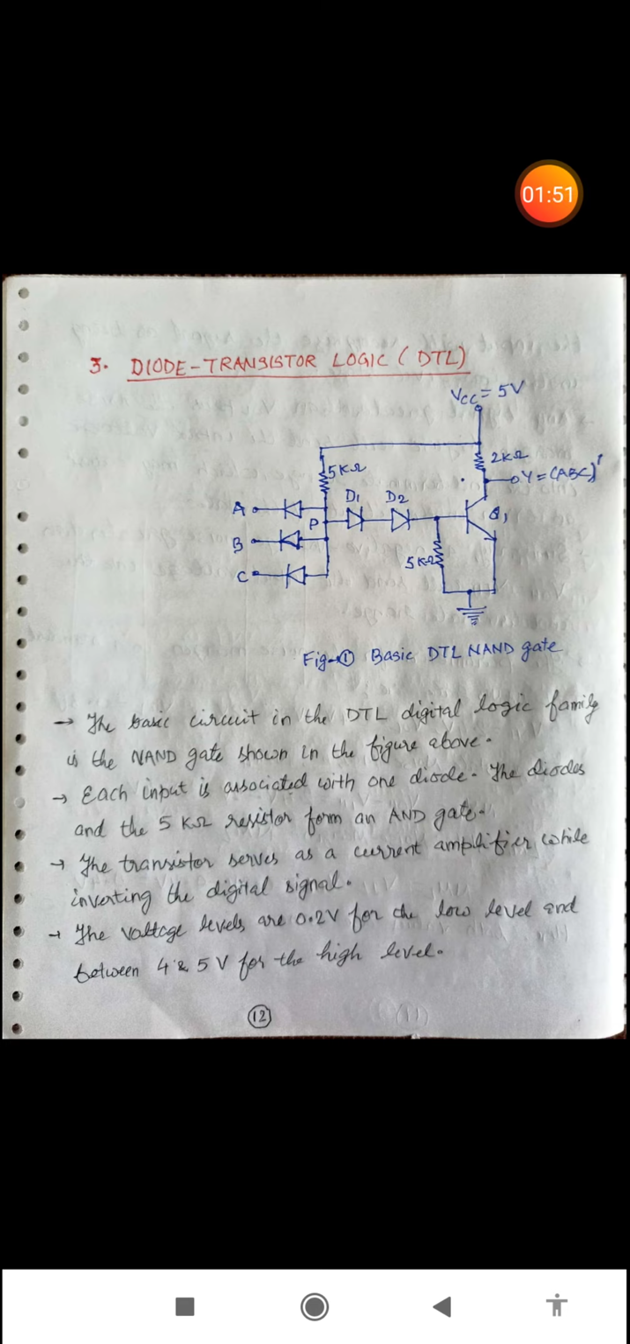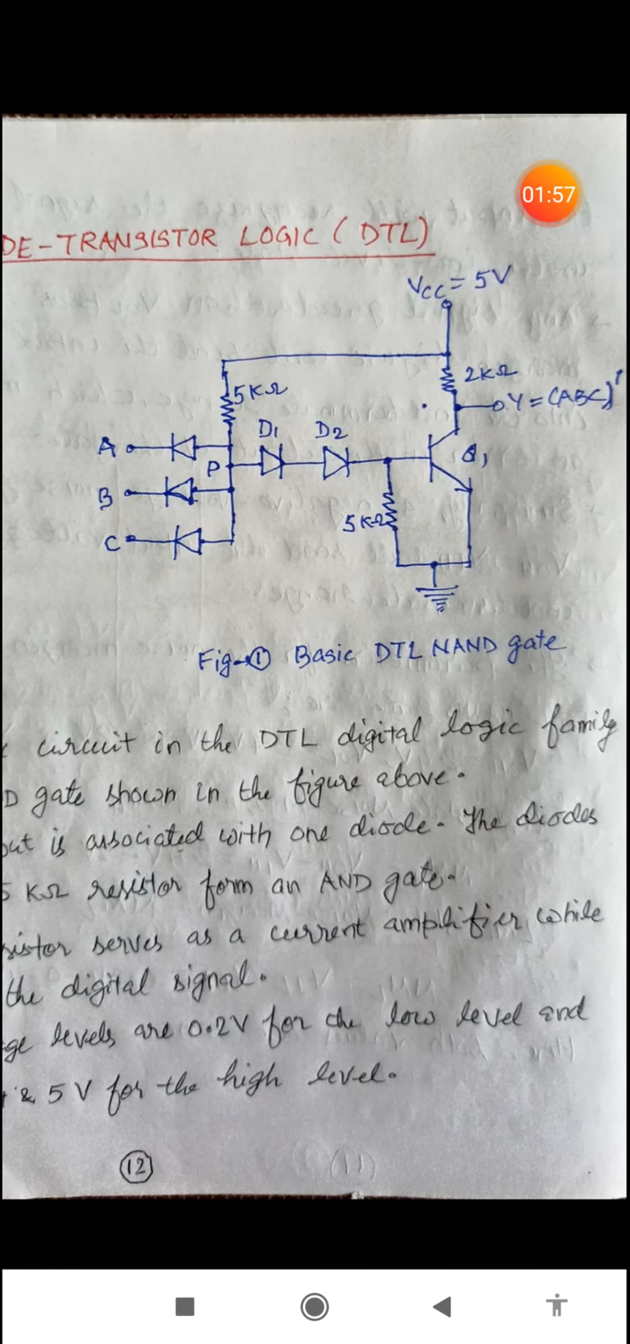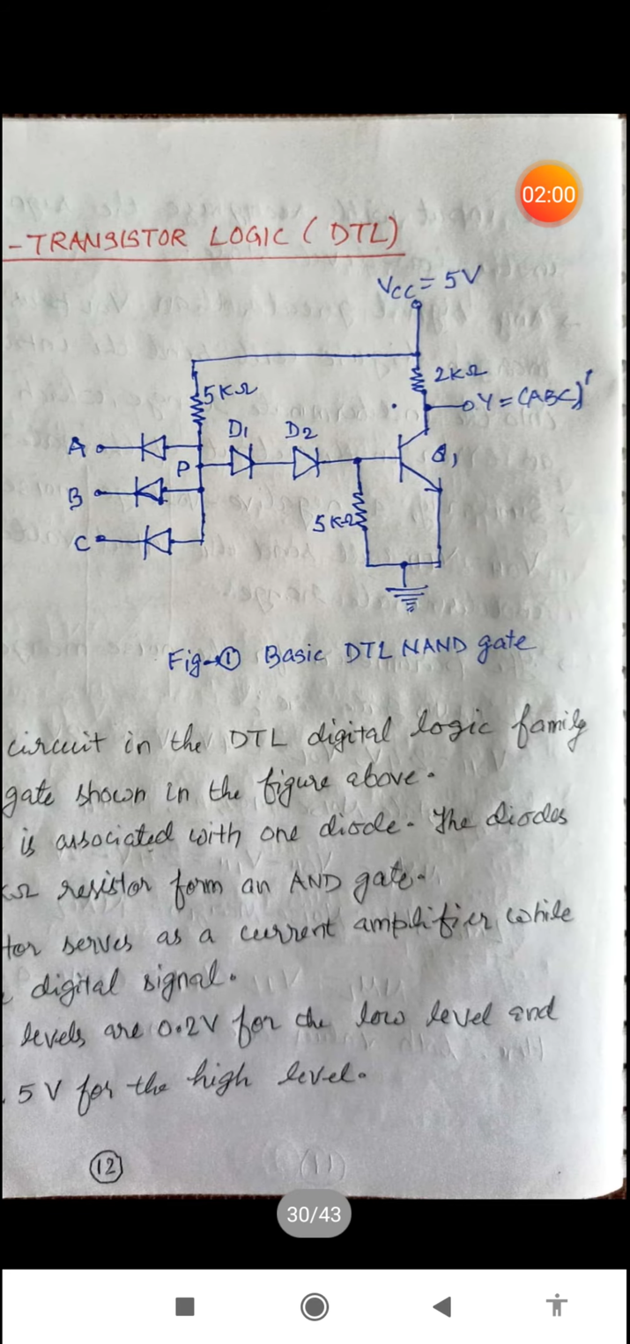So first of all, let us see the figure. From this figure we can say that if any input of the gate is low at 0.2 volt, then the corresponding input diode conducts current through VCC and the 5 kilo ohm resistor into the input node. Now the voltage at point P is equal to the input voltage of 0.2 volt plus a diode drop of 0.7 volt, which is the voltage across the conducting diode. So the total voltage becomes 0.9 volt.